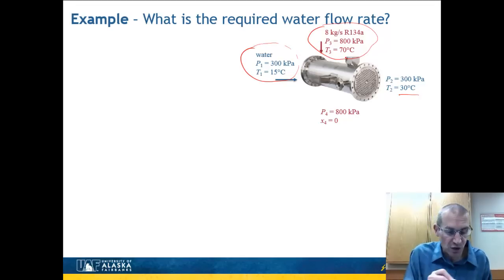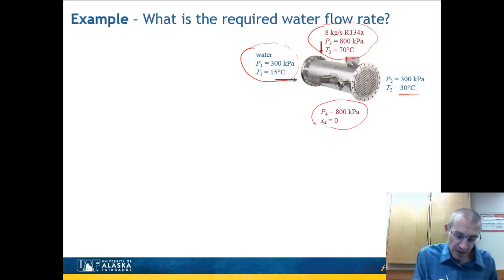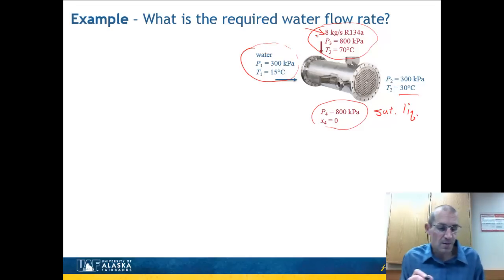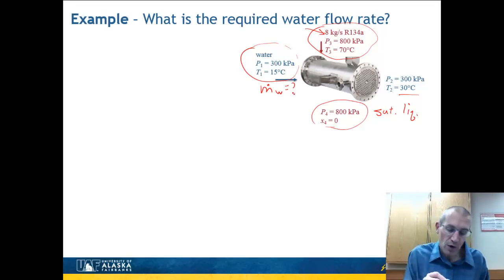And so it's at this pressure and this temperature, and it's coming out as a saturated liquid. X equals 4, so it's coming off as a saturated liquid. Now, I'm given the mass flow rate of the refrigerant, which is 8 kilograms per second, and what I'm trying to find is the mass flow rate of water that's required to condense this material.